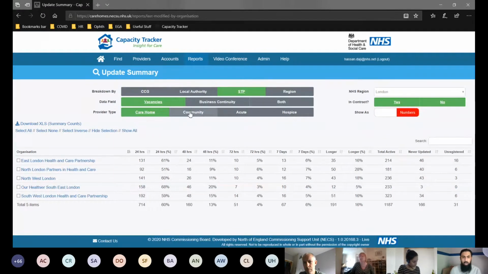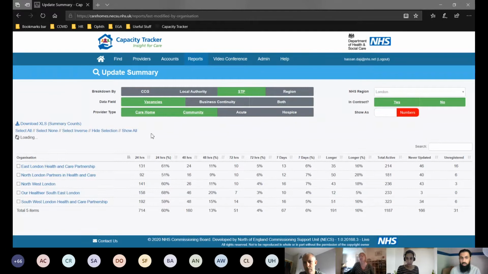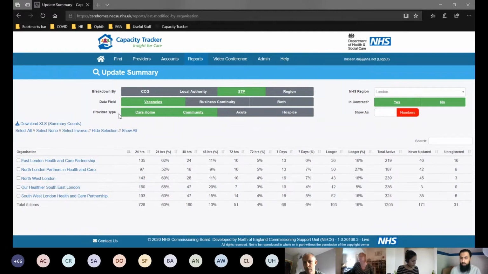Have they completed both? And then you can specifically choose care home, community, acute, and hospice. So again, the information will look exactly the same no matter what you toggle. You can pick multiple.